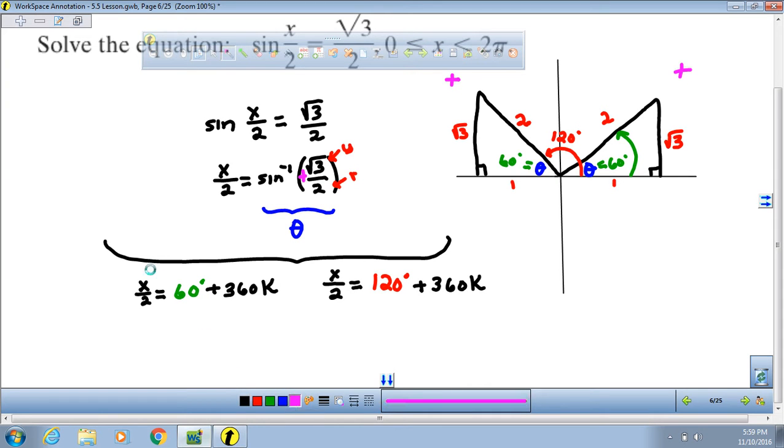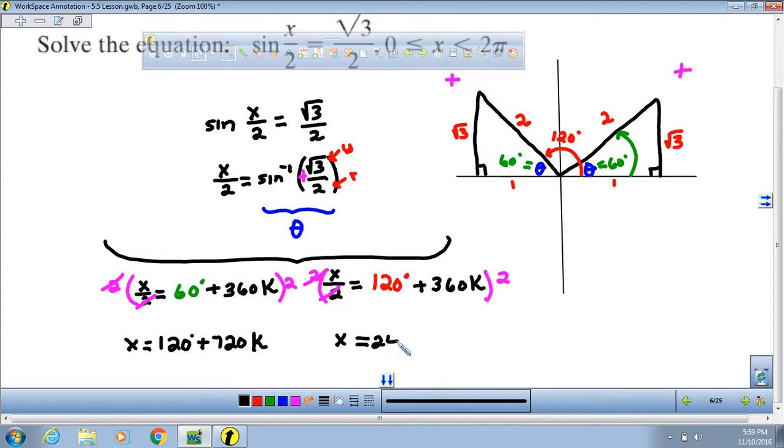Question is, how do I find the solutions for x? Multiply both sides by 2. Likewise in here, right? Multiply both sides by 2, so that way I can get the x by itself. So it's going to give us x is equal to 60 times 2 is 120 plus 360k times 2 is 720k, which is every multiple of 720. The other one is x equals 120 times 2 is 240 degrees plus every multiple of 360k times 2, which is 720k.